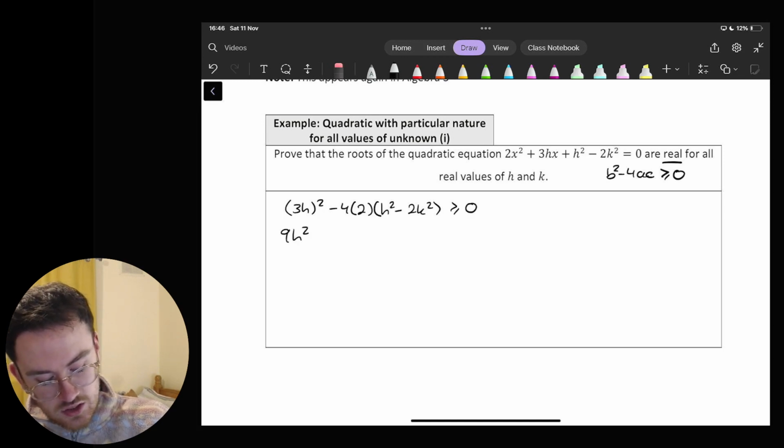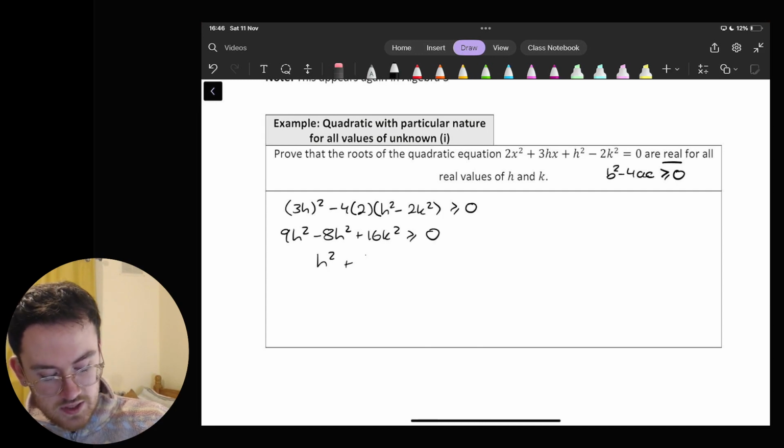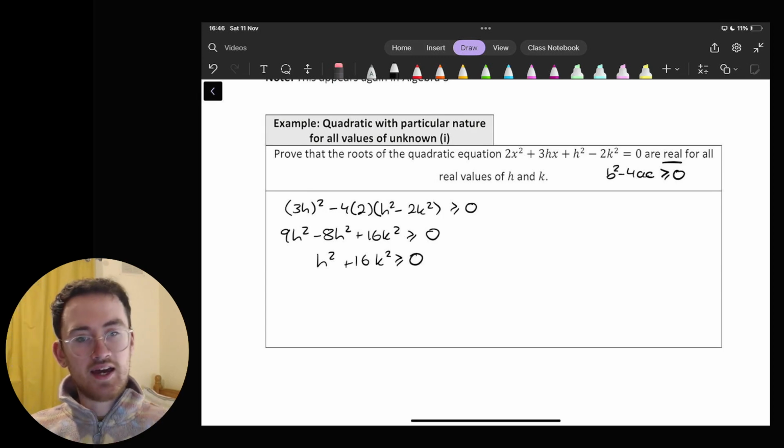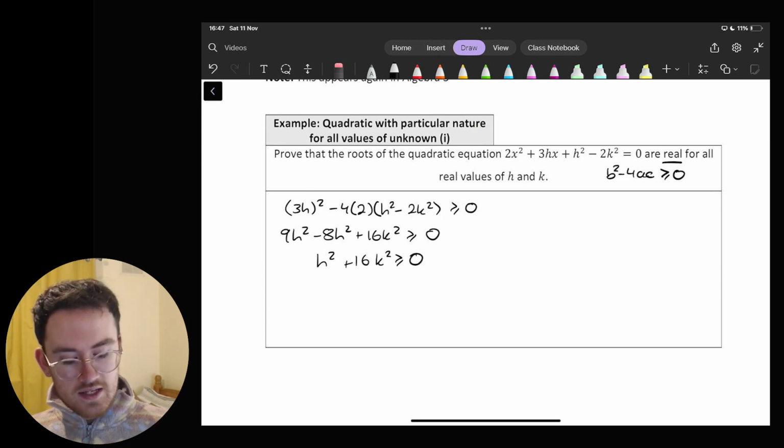So I get 9h squared minus 8h squared plus 16k squared. I want to show that this is always positive. So I get h squared plus 16k squared. So at this point, it's not enough for us just to say, lovely, that's always positive. We need to make a little note.